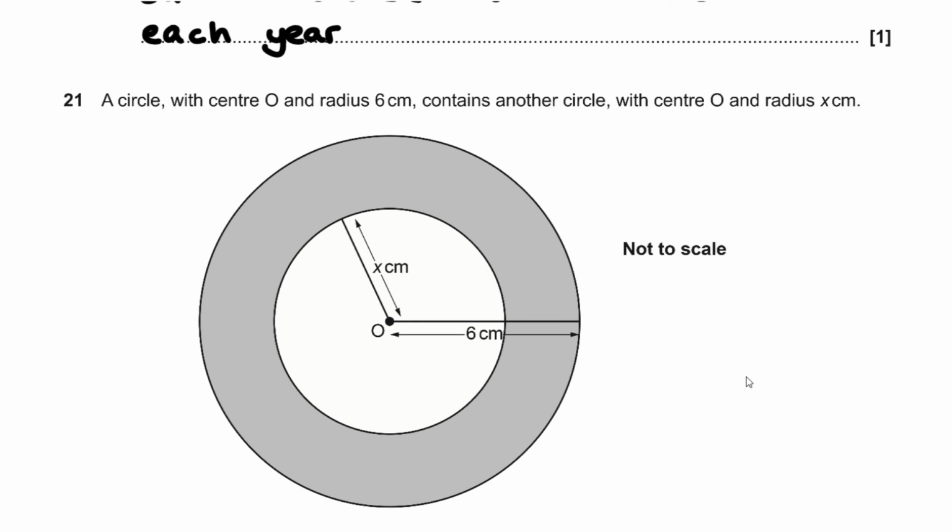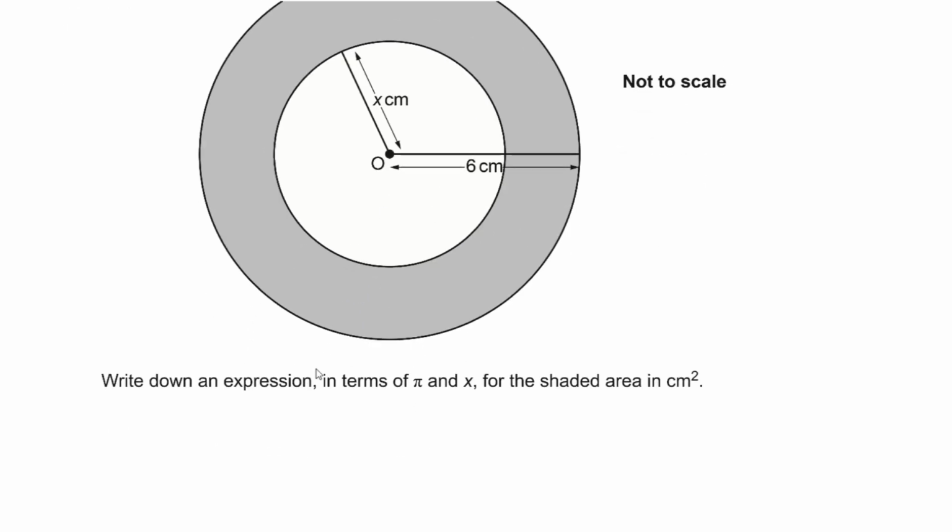Question 21. A circle with centre O and radius 6 cm contains another circle with centre O and radius x centimeters. That's in this diagram. We have to write down an expression in terms of pi and x for the shaded area in centimeters squared. Well, the shaded area is equal to the big circle subtract the small circle. The area of the big circle is equal to pi multiplied by 6 squared. So this is equal to 36 pi.